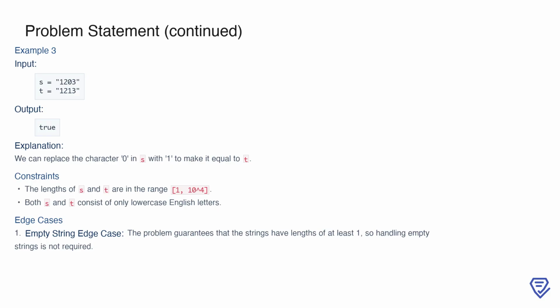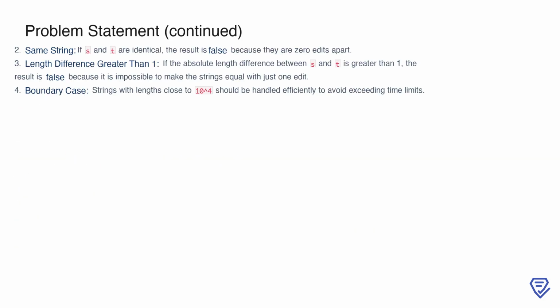The problem also specifies some constraints. The lengths of S and T are guaranteed to be between 1 and 10,000, and both strings consist only of lowercase English letters. These constraints ensure that we don't need to handle empty strings and that the inputs will always meet these criteria. There are also some important edge cases to consider.